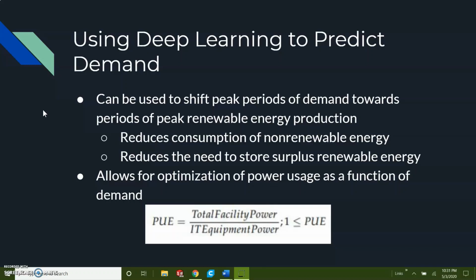This slide also presents the equation for power utilization effectiveness, where the total power a data center consumes is divided by the power used by its server equipment itself. As you can imagine, machine learning techniques can also be used to optimize this equation, minimizing energy spent on ancillary functions.